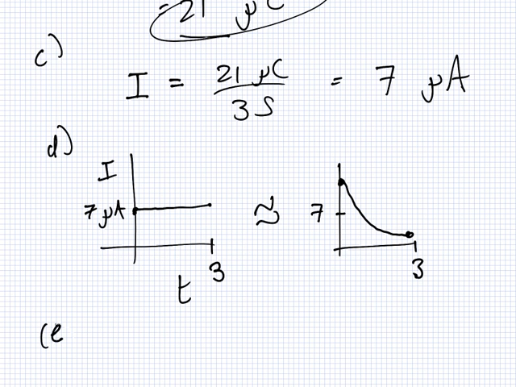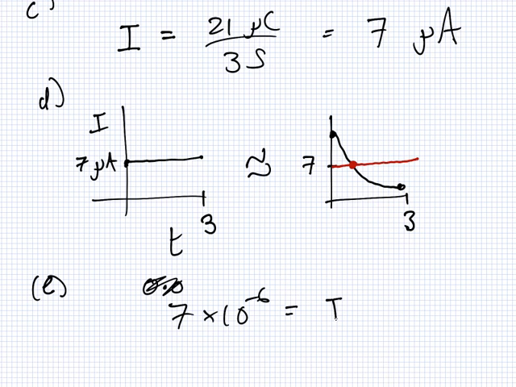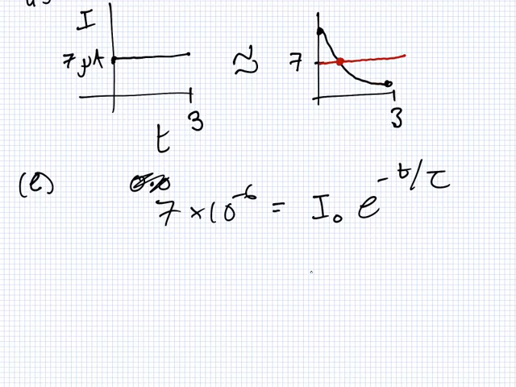E. How long until the current actually drops below the value we said the average was? In other words, when will the discharge current and the average be the same? So I'm asking you, when will you get 7 microamps equals I0 e to the minus t over tau. Now, do we know I0? No, but we can use this formula, V over R. Do we know V0? Yes.